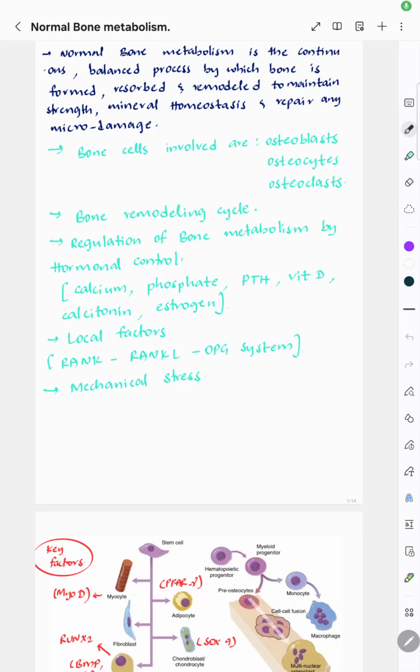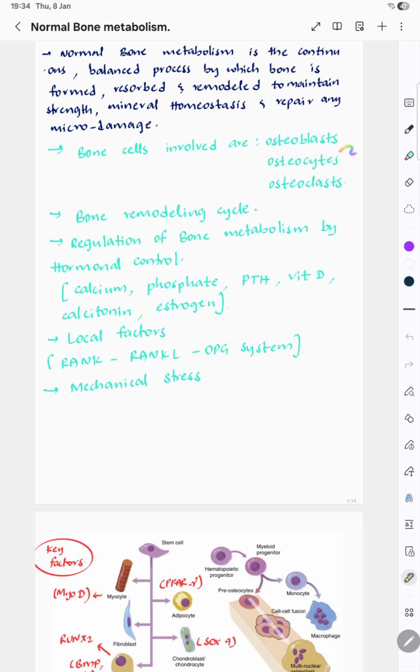Hello friends, now we are going to discuss the normal bone metabolism. The normal bone metabolism is a continuous balanced process by which bone is formed, resorbed and remodeled to maintain strength, mineral homeostasis and repair any micro damage. The following are included in the normal bone metabolism.